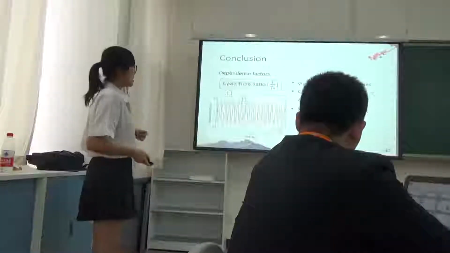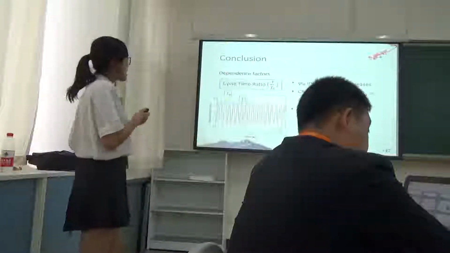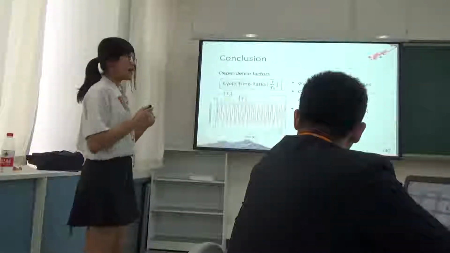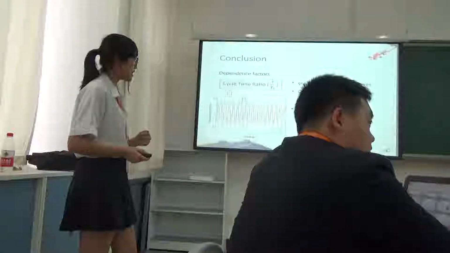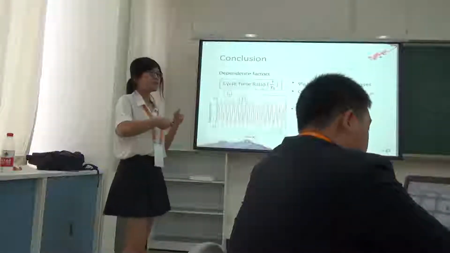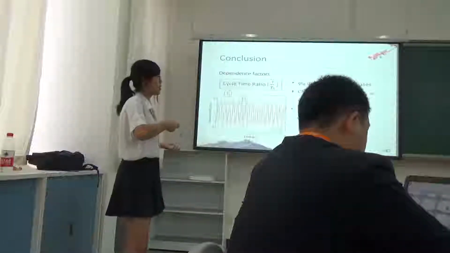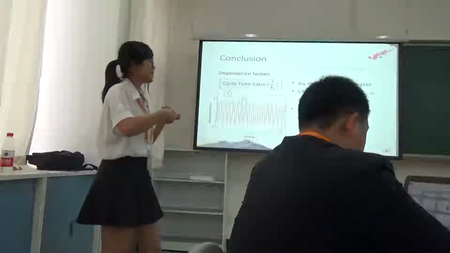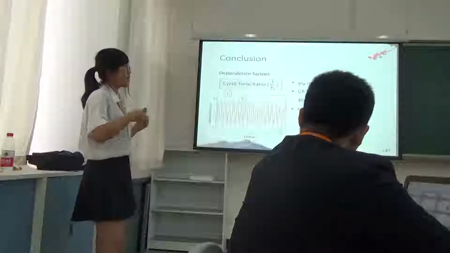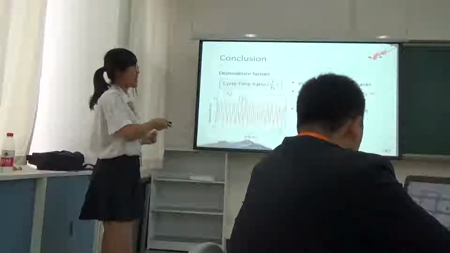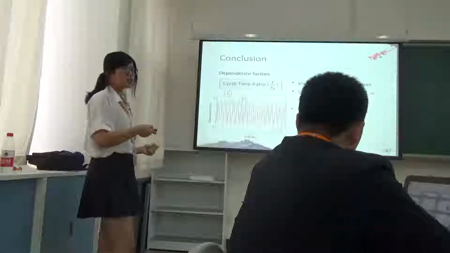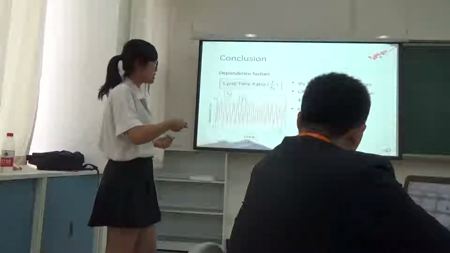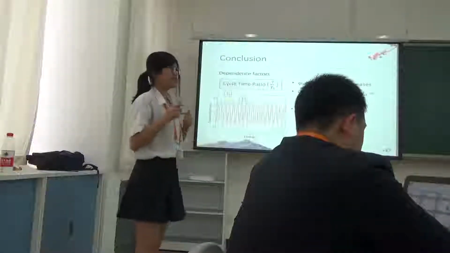And the last one is the cycle time ratio, which indicates how much time it needs to change into another direction. First, we found that as the initial phi angle increases, the cycle time ratio will decrease. The cycle time ratio has a very interesting peak at about theta equals 40 degrees. And as the mass of the ball increases, the cycle time ratio will decrease.